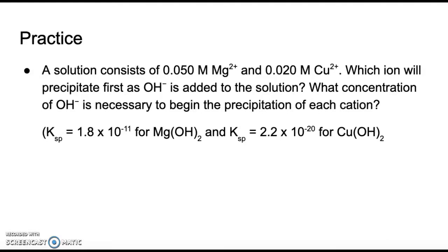Here's another practice problem for you to try. I would suggest that you pause the video, try to solve this problem, figure out which ion is going to precipitate first, and then what concentration of hydroxide is going to be necessary to begin the precipitation for each cation.